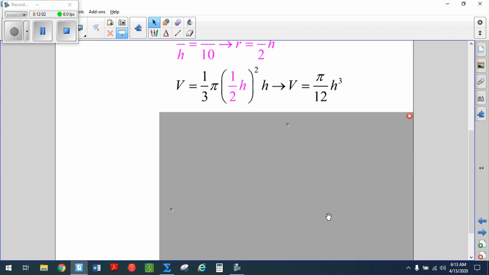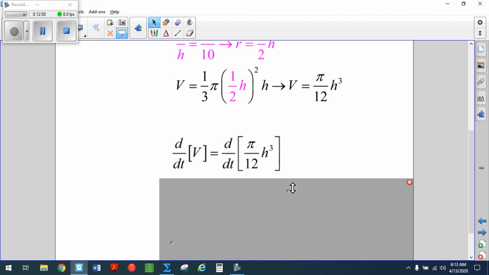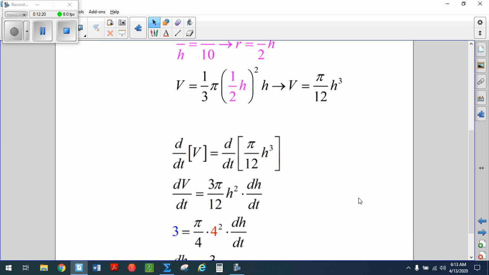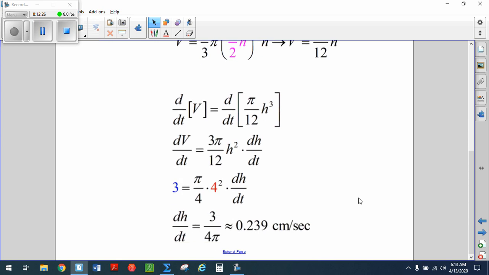So I take my new equation and I take the derivative of both sides with respect to time. So the left side becomes dV/dt, the right side becomes pi over 12 times 3h squared times dh/dt. Plug in the values that I have. Simplified 3 pi over 12 to pi over 4, plugged in 4 for h, plugged in 3 for dV/dt, and worked it out from there.